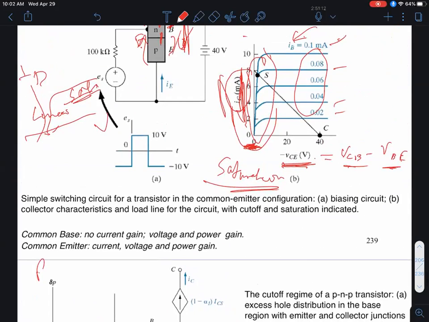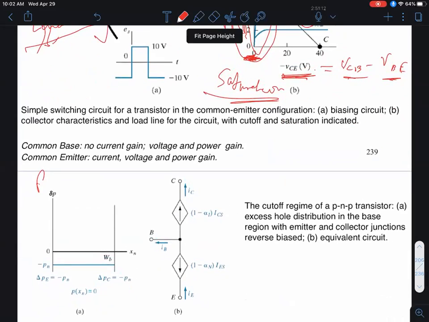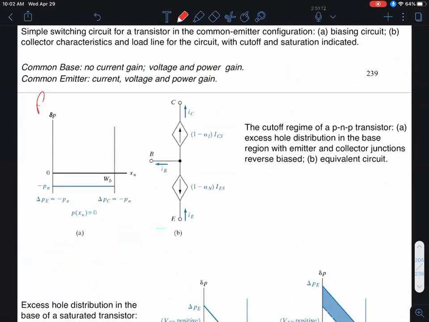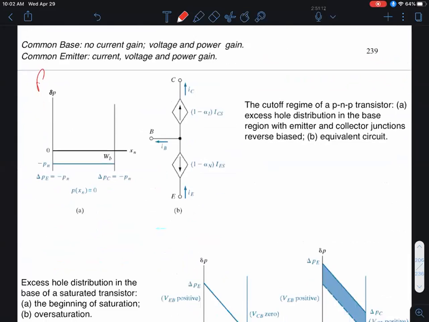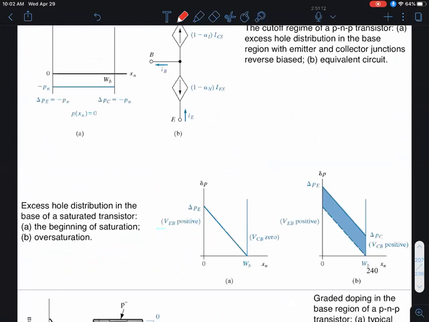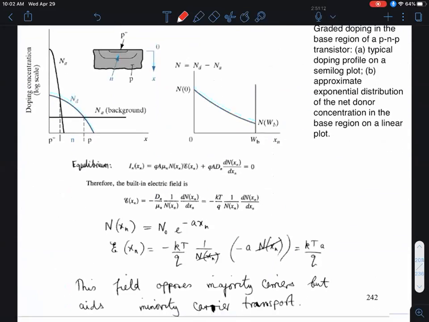In saturation, the transistor is a short circuit, while in cutoff, the transistor is going to be an open circuit. So that's the kind of thing that you do in the case of a digital circuit application of a BJT. Okay.